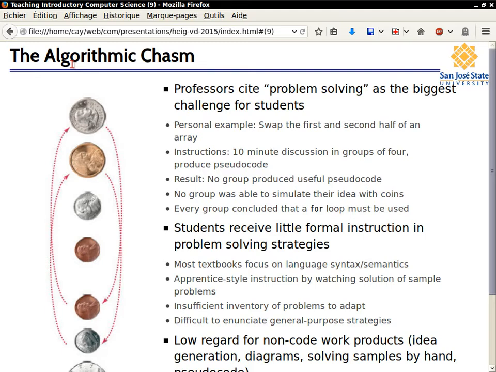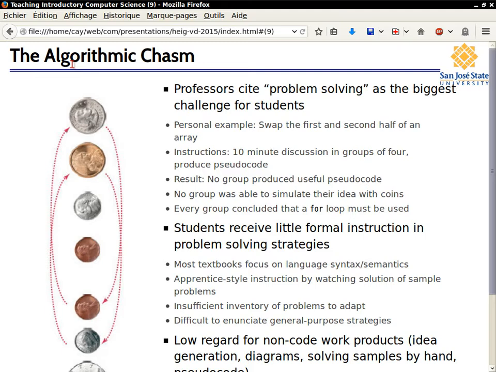What the students usually get is some kind of apprentice-style instruction where someone shows them how to do two or three sample problems. And my students always ask me, just give me the trick, give me the scheme, give me the formula, give me the pattern. And I have to say, well, if there was a pattern, then you and I wouldn't be in the same room, because your jobs would have long been outsourced to India. And so the whole point is that there is no pattern, and students have to learn this creative act. And students generally are not given enough problems to do this.